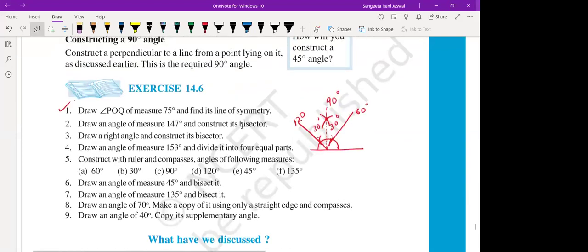Okay, so let's move to this exercise part. Draw angle POQ of measure 75 degrees and find its line of symmetry. This is another word here, line of symmetry, but nothing to worry, you are aware of this word. What is line of symmetry? Bisector. Yes, of course, the bisector. It divides it into two identical halves, right? So how will you make 75 degrees first?